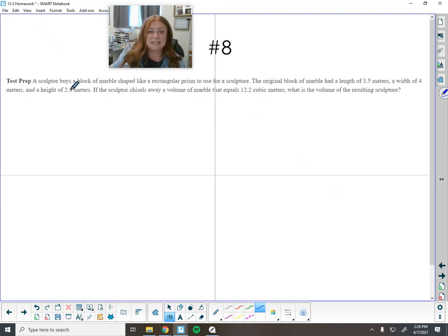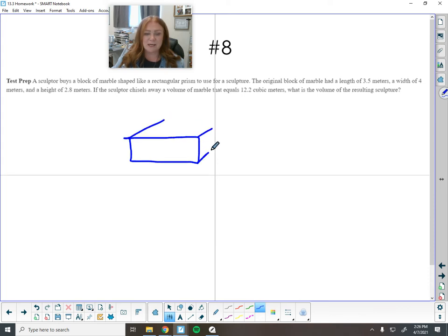Number 8 says that a sculptor buys a block of marble shaped like a rectangular prism for a sculpture. So we've got some sort of rectangular prism here. So it looks like a rectangle.